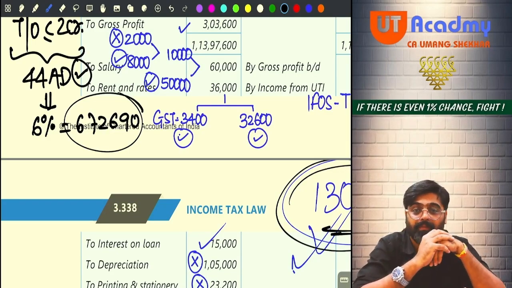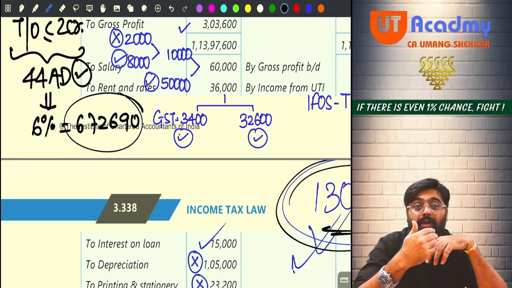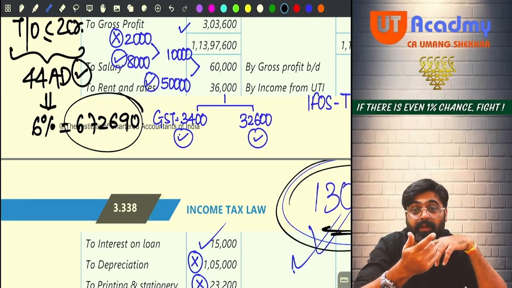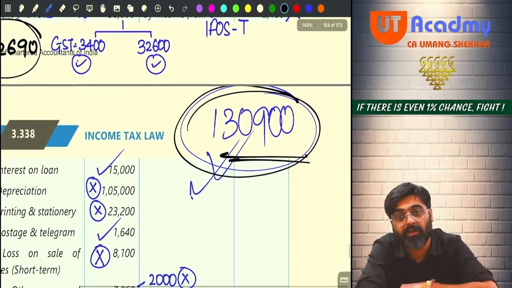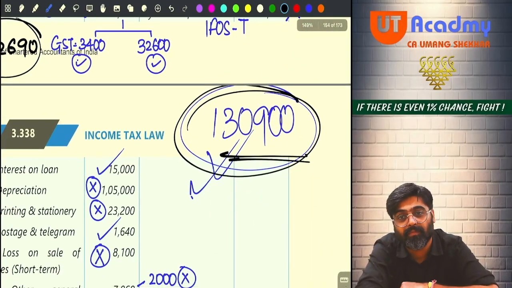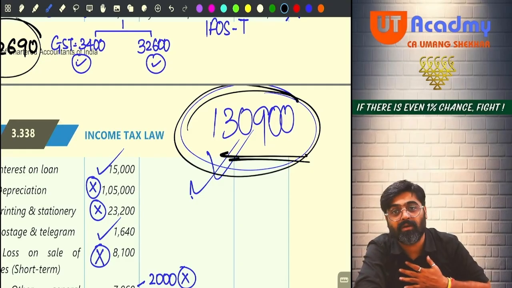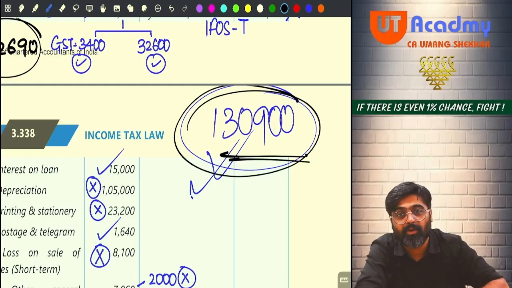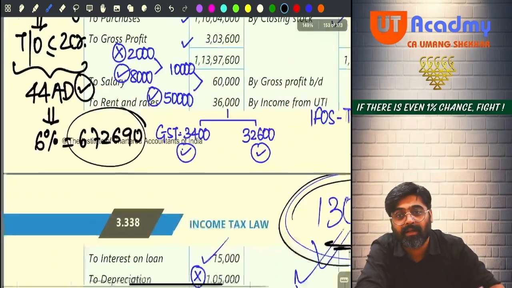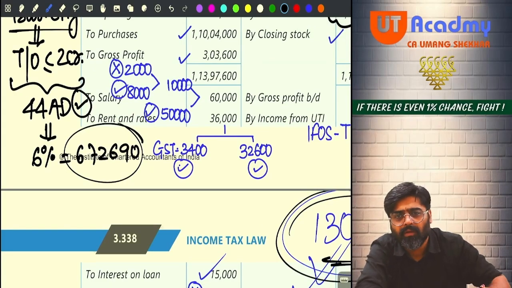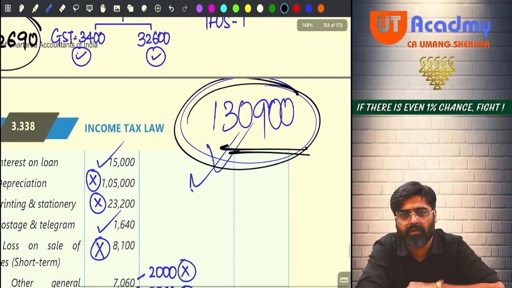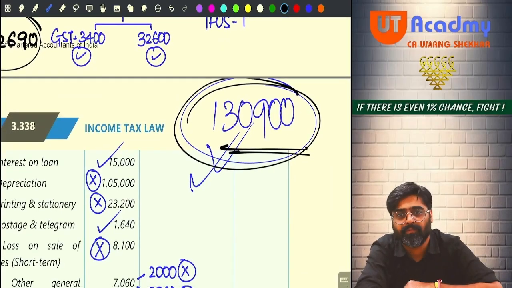But Shivam, being your chartered accountant, I calculated your PGBP income by following regular provisions also. And your PGBP income as per regular provisions was only 1,39,900, Shivam. So according to me, your chartered accountant, it is better to pay tax on 1,39,900 rather than paying tax on 6,72,690. We'll save a lot of tax.